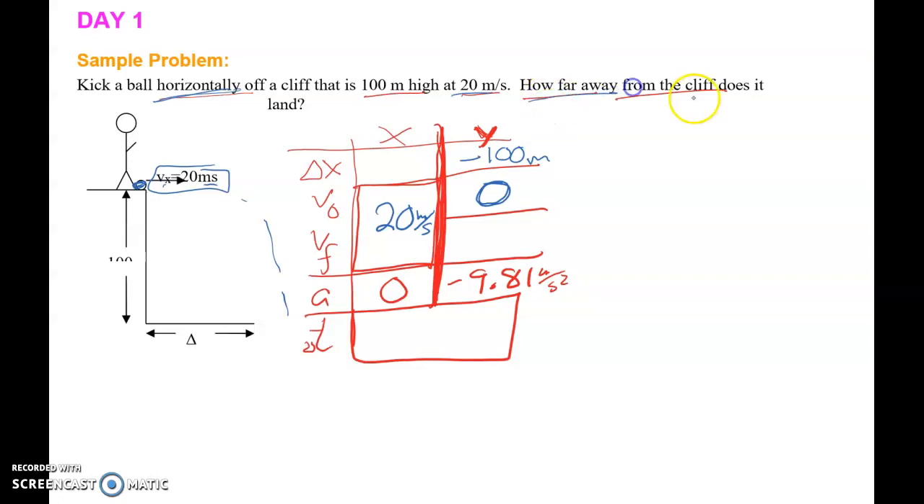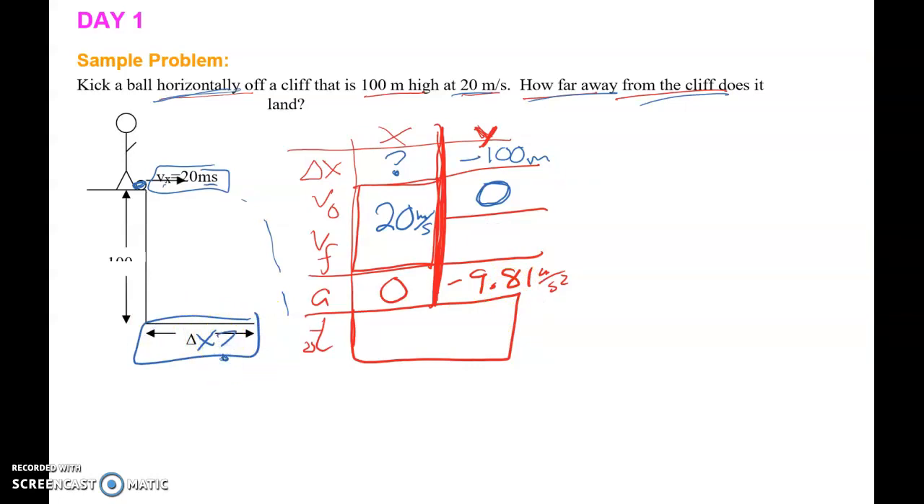And they're asking how far away from the cliff does it land. So they're not asking the speed that it lands. They're not asking this final velocity. They're not asking how long it is in the air. They're asking how far away does it land from the cliff. What is our range? What is our delta x?